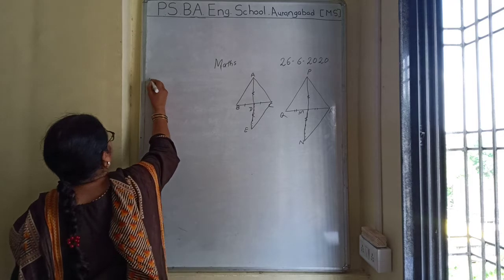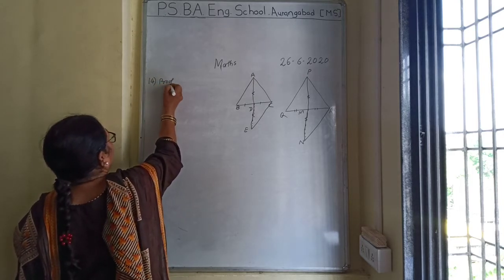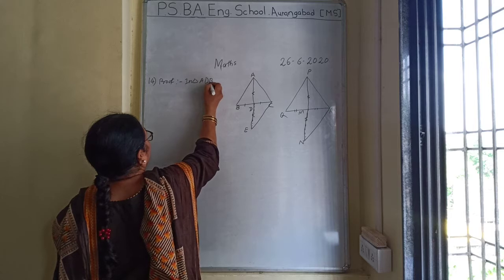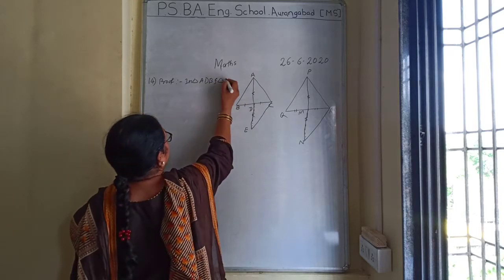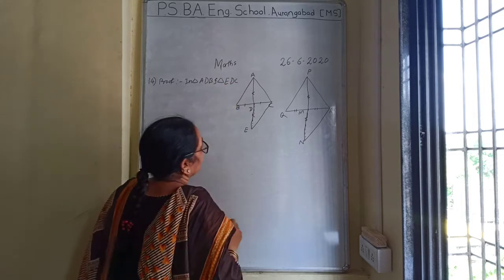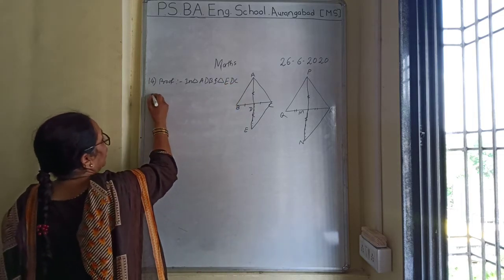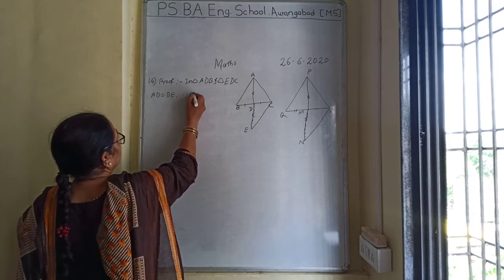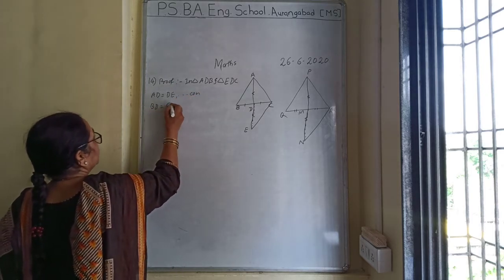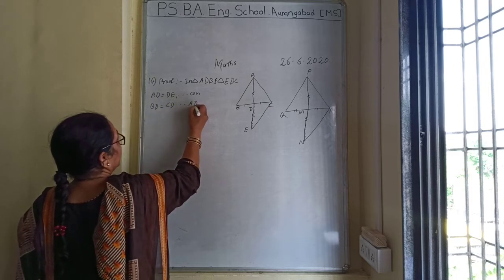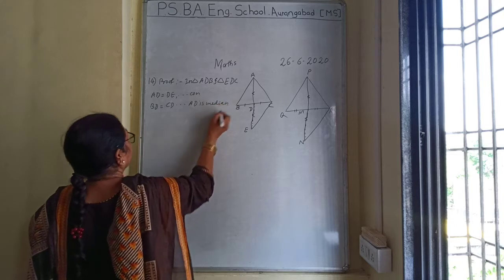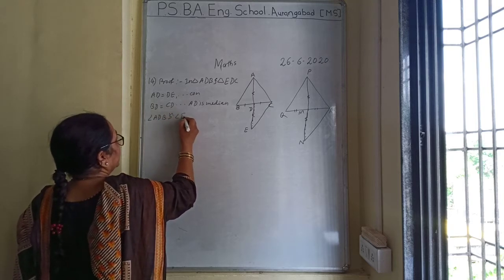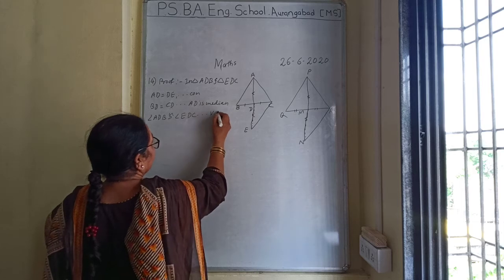Now proof. In triangle ADB and triangle EDC, here we are going to write AD is equal to DE, this is construction, BD is equal to CD, here AD is median, and third will be angle ADB is congruent with angle EDC. Reason will be vertically opposite angles.